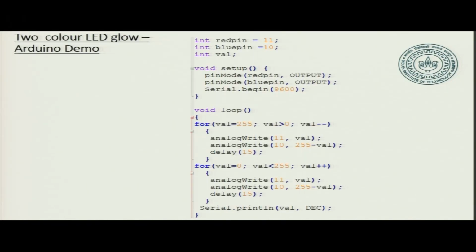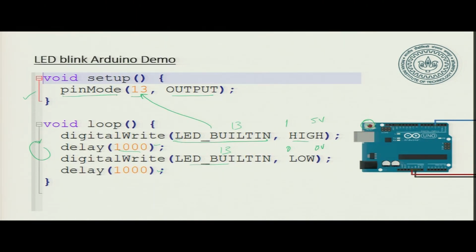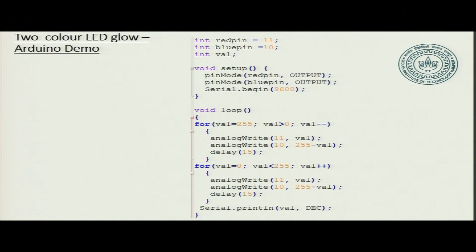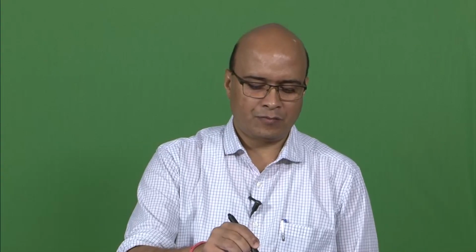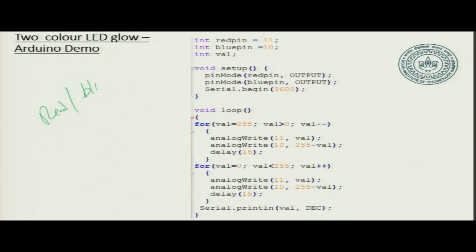This is another application where we have 2 color LEDs glowing. In the previous case we had one LED, and that LED was built into the microcontroller. Some of them are built in, some of them are not. If they are not, you can take an LED and plug it into particular pins, which are the output pins. This is a program for 2 LEDs which are glowing. Slowly it will increase and slowly it will go down. There are 2, maybe a red and a blue LED.